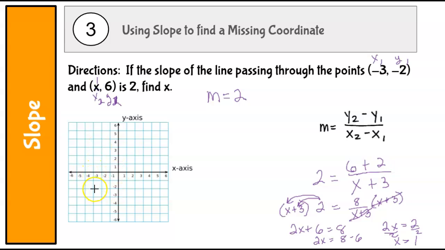So just checking my work. (1, 6) is that point. (-3, -2) is that point. Up 2, over 1, up 2, over 1, up 2, over 1, up 2, I got there. Excellent. So my answer is, in fact, x equals 1. So to find x, I did. There it is. Now you know how to find a missing coordinate using slope.